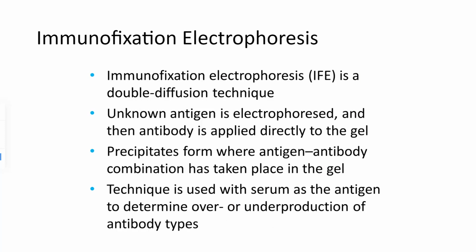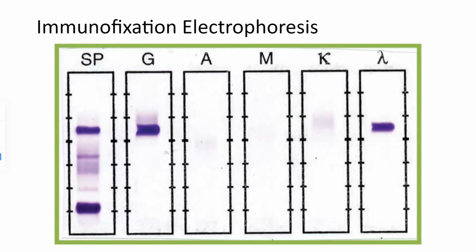Immunofixation electrophoresis. So immunofixation electrophoresis is a double diffusion technique. Unknown antigen is electrophoresed, and then an antibody is applied directly to the gel. Precipitates form where the antigen-antibody combination has taken place in the gel. This technique is used with serum as the antigen to determine over and underproduction of antibody types. So here is where we have the gel, and it will migrate through the well, and then we treat this with particular antibodies, and then we can stain those to determine where the bands are to see where different things that we're measuring are going to come up and what the relative concentration is based on the density of the bands.